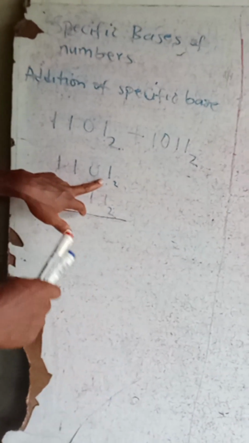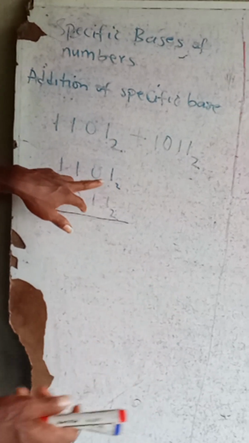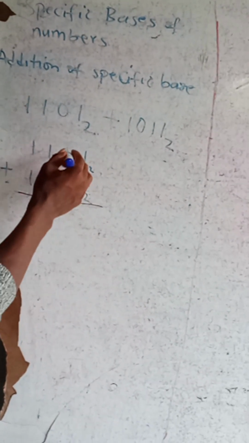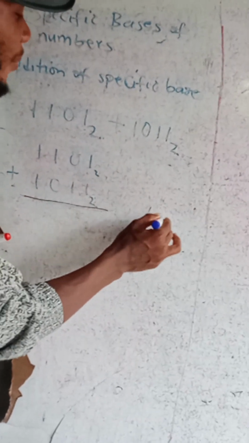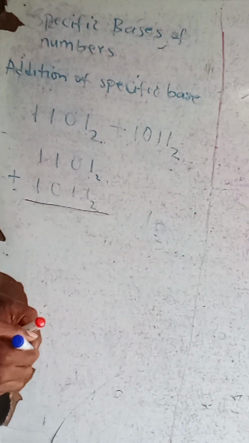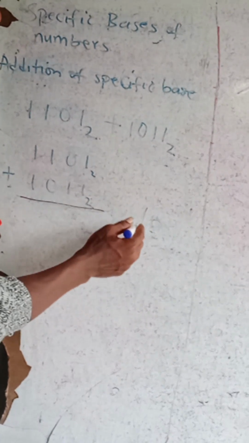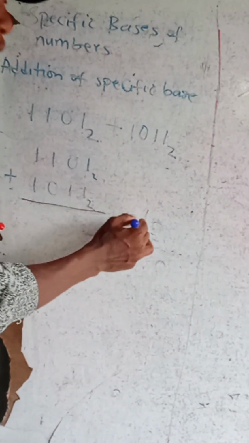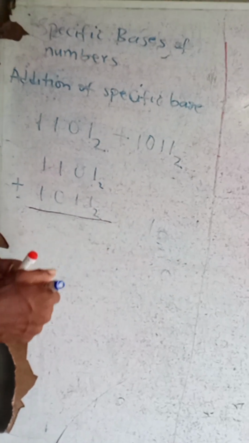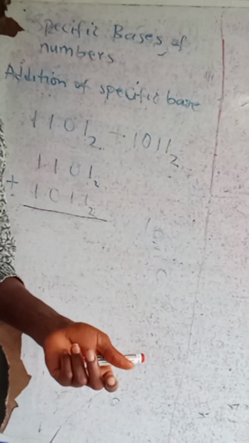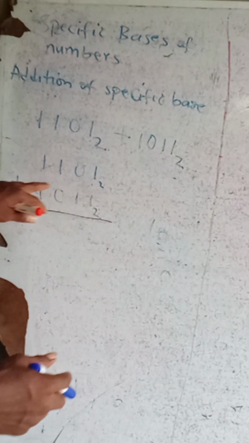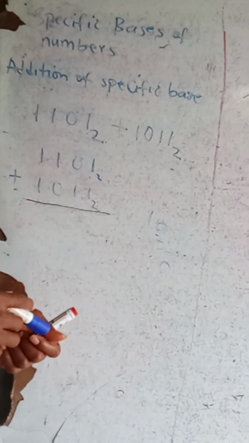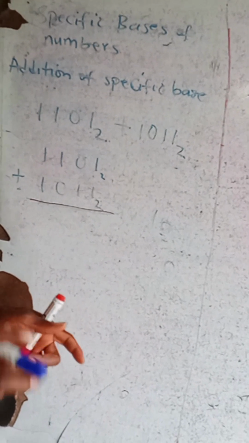In the school where you are learning, they will say 1 plus 1 is 10 under base 2. That is in binary, 1 plus 1 is 10, so you write down 0 and carry 1. The secret is this. This is why they are doing it: because the numbers are under base 2, the additions too should be under base 2.